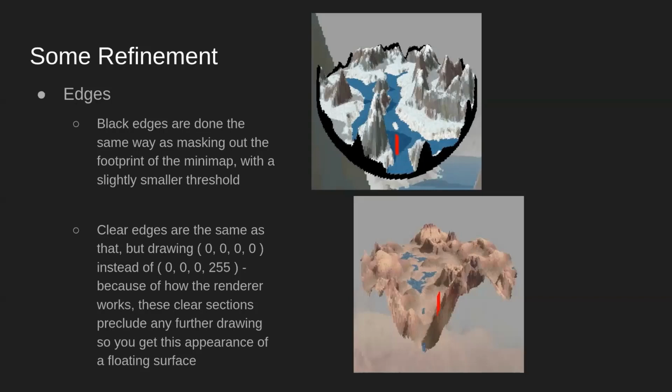So some little things that I did with this, messing with the edges. If you just color them black, you kind of get this border. But something cool that I was messing around with, if you set them to clear, or to not draw, when you do this minimap pass, you actually get this kind of appearance of a floating surface because of the way that Y buffering works. When you draw that clear strip, it actually precludes any further drawing on that column. So you get this effect.